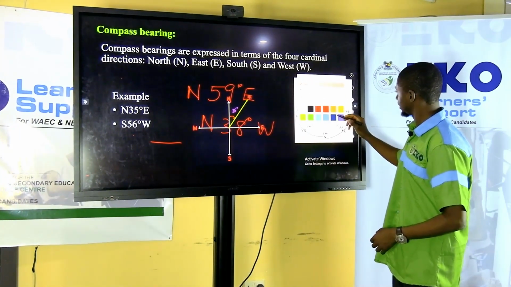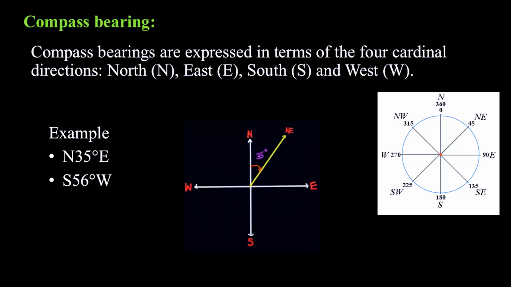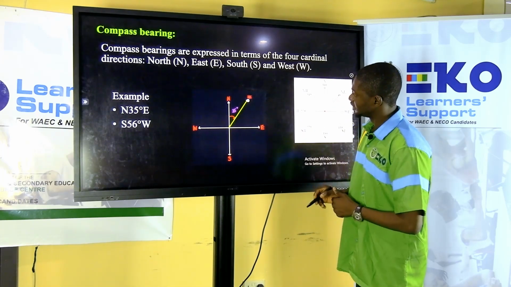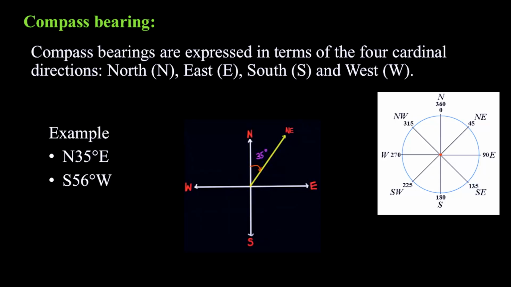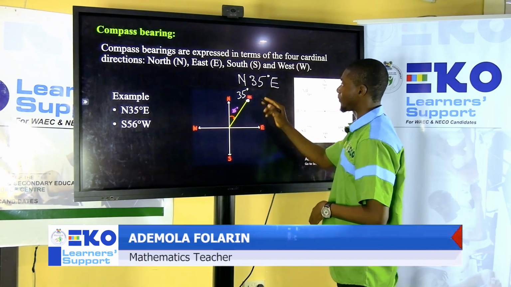Okay, let me take this away. Now look at this. The point here, which is our point of interest. The angle of this point from the north to the east makes 35 degrees. The angle here is 35 degrees. So if we are to represent this in compass bearing, it is north 35 degrees east.